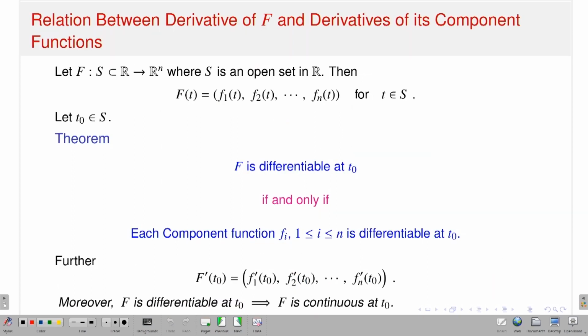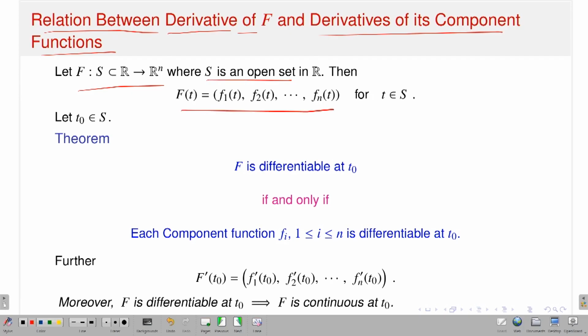Is there any relation between the existence of differentiability and the component functions? Look, I have written relations between the derivative of capital F and the derivatives of its component functions. Let capital F be a function from S to R^n, where S is an open subset of R. Once I have a function from R to R^n, it will have a component representation: f1(t), f2(t), up to fn(t). Now let t naught be a point in S. Then this is a theorem one can prove.